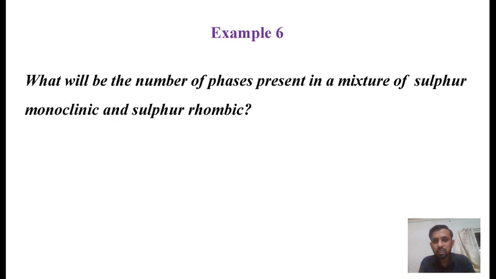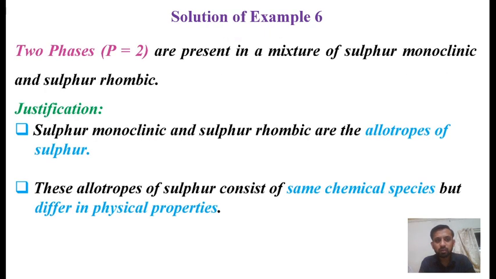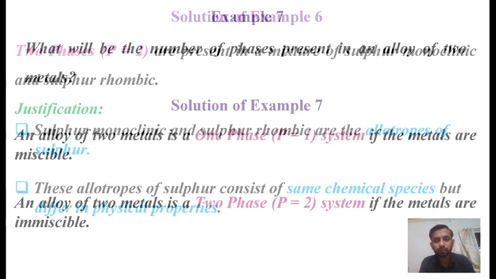What will be the number of phases present in a mixture of sulfur rhombic and sulfur monoclinic? Sulfur monoclinic and sulfur rhombic both are the allotropes of sulfur. Allotropes means the individual crystalline forms of an element are referred to as allotropes, and these allotropes of sulfur consist of the same chemical species, that is sulfur only, but they differ in their physical properties, and by the definition a phase must be chemically and physically uniform throughout. Therefore this example contains two phases, one for sulfur monoclinic and one for sulfur rhombic.